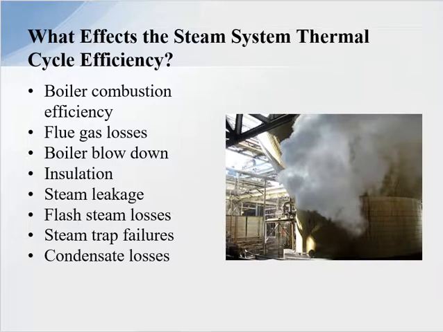What affects the steam system thermal cycle efficiency? Boiler combustion efficiency. People always ask, what's your steam system thermal cycle efficiency? And they will say 82%. No, that's boiler efficiency. That's not steam system thermal cycle efficiency. But anyway, boiler combustion efficiency, flue gas losses, boiler blowdown, insulation, steam leakage, flash steam losses, steam trap failures, and condensate losses. Those are the things that affect the steam system thermal cycle efficiency.